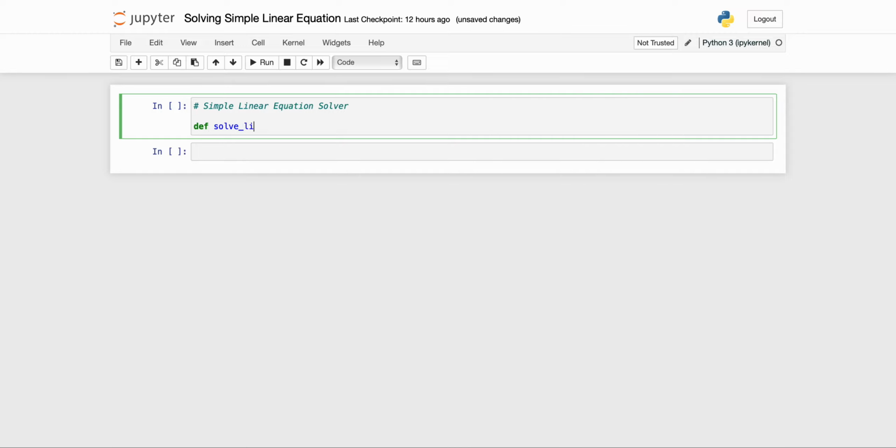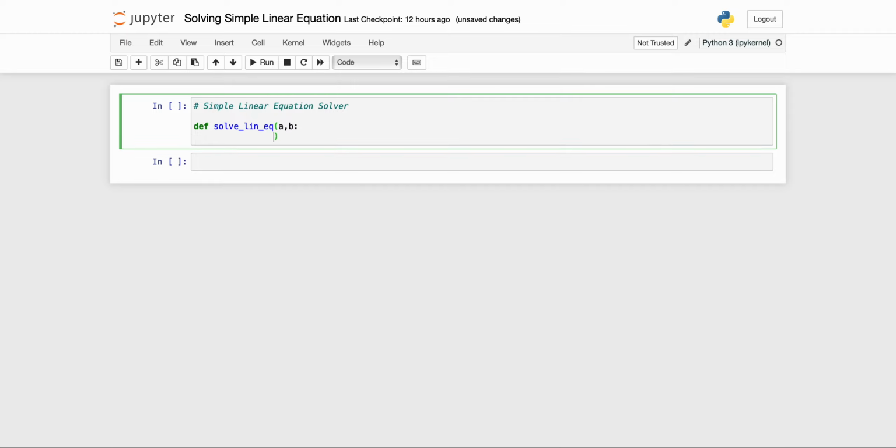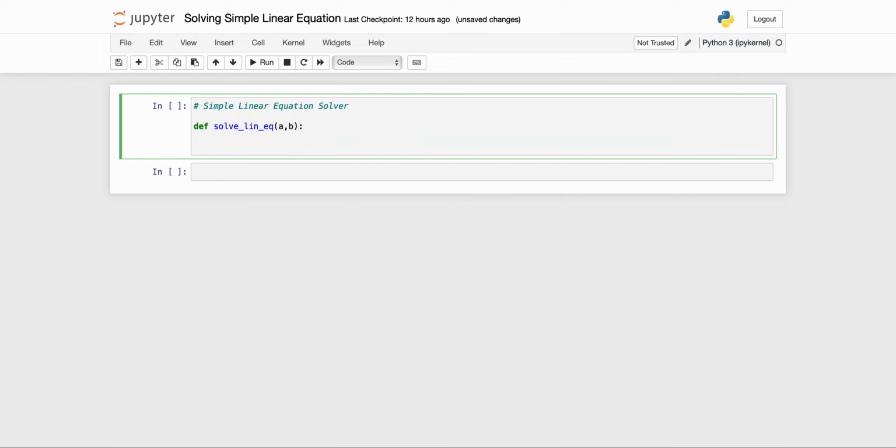Solve linear equation. So I'm going to name it solve_lin_eq, and we'll have two parameters, a and b, and then we're going to put some conditions first.